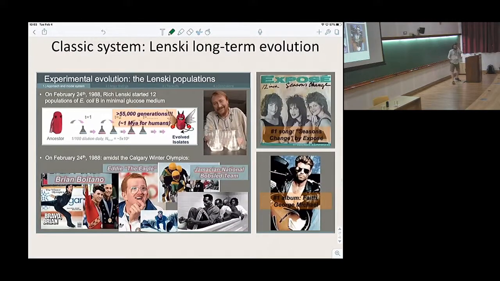So for this, we could turn to the best understood system, the Lenski lines, and you guys heard about this last week, right? That Rich, back in 1988, started a number of populations long enough ago that the world looked fairly different. So I would say, personally, I think he could fit into Bollywood just fine, don't you think?